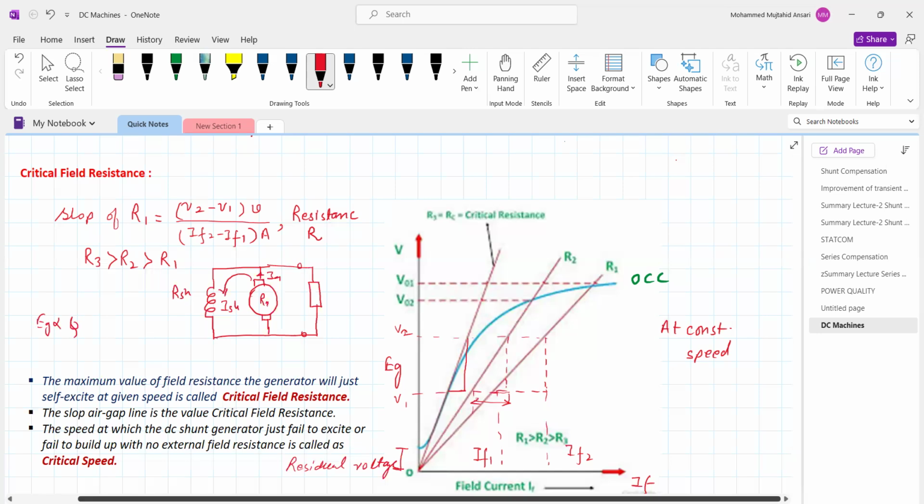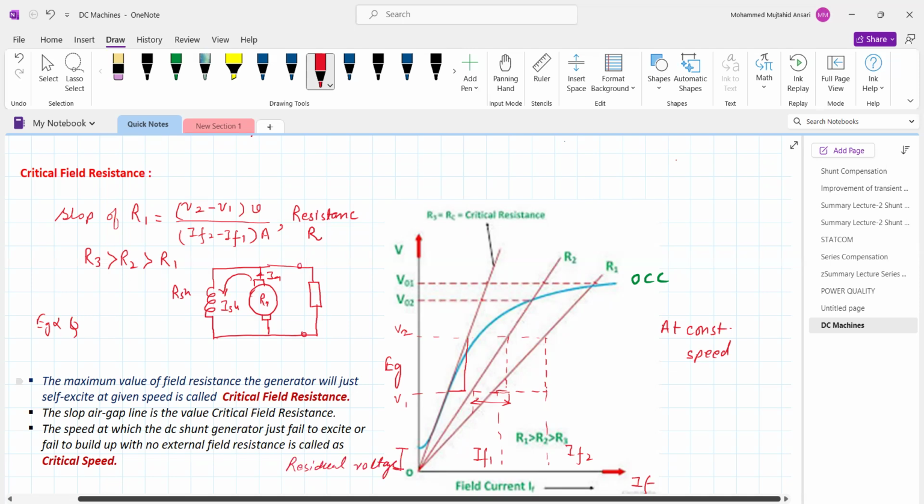Because of this residual voltage, it drives some current in the shunt field winding. If the resistance of the shunt field winding is of such a greater value, this small voltage, 10 to 15 volt, is not able to drive current in the shunt field winding. And when it is not delivering current in the shunt field winding at no load condition, the winding does not produce the magnetic flux and hence the voltage. So the generator is going to fail to produce the terminal voltage. Therefore, the resistance of the shunt field winding should be smaller than the critical field resistance, which is the tangent to the open circuit characteristic.